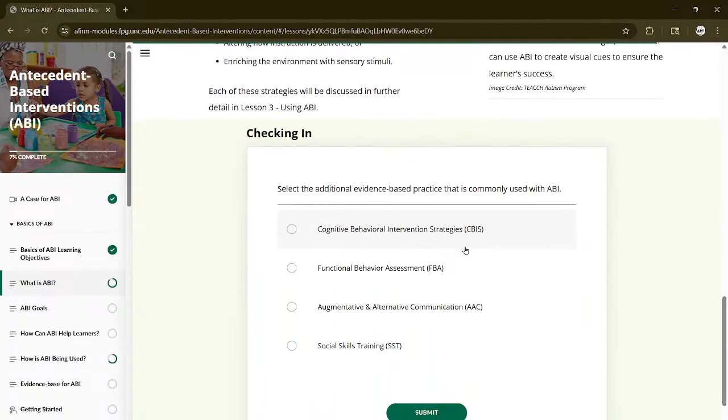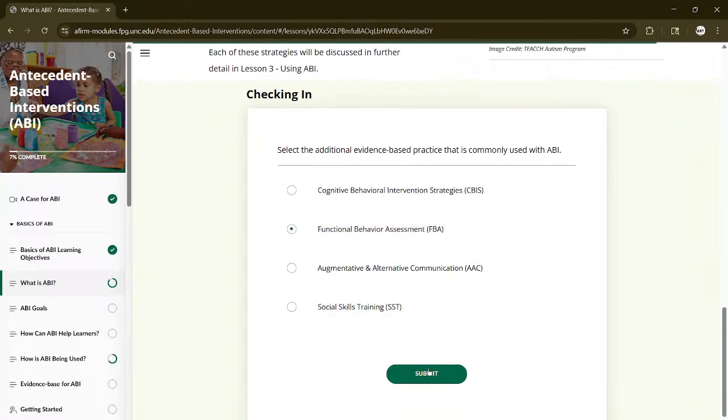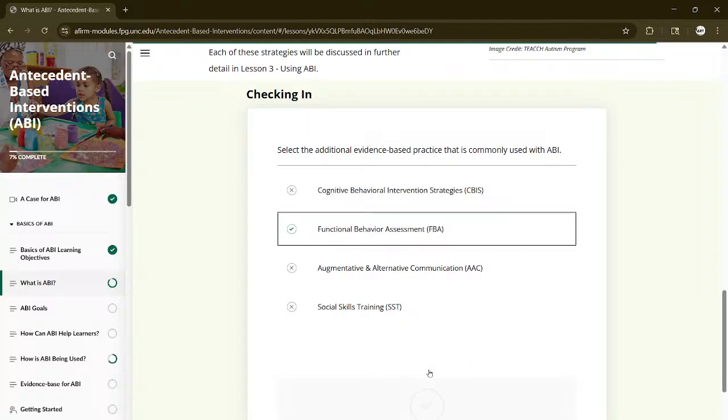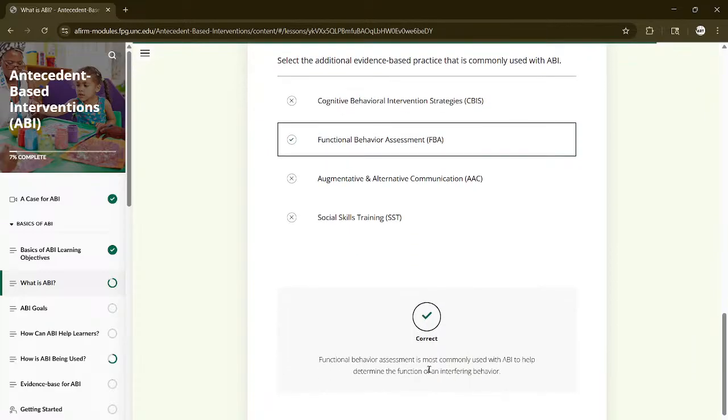So let's check in here. Select the additional evidence-based practice that is commonly used with ABI. Functional behavior assessment. Functional behavior assessment is most commonly used with ABI to help determine the function of an interfering behavior.